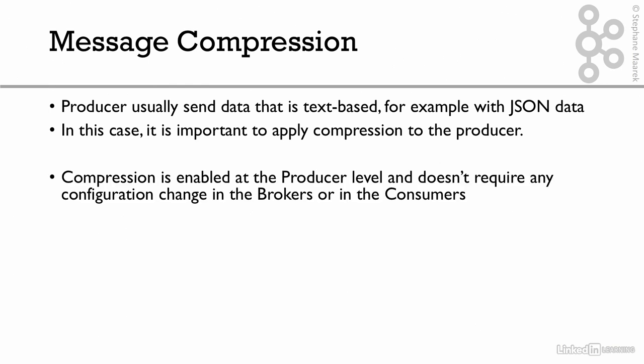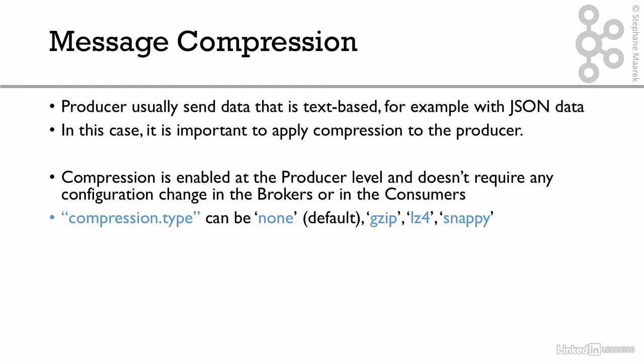So compression is something you enable at the producer level, and it does not require any configuration change at all in your brokers or in your consumers. Again, one setting to flip and everything works. So compression type can have multiple values. It can be none, which is the default, no compression, gzip, LZ4, and snappy.